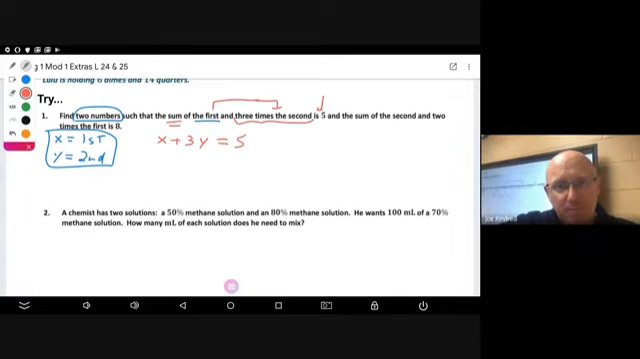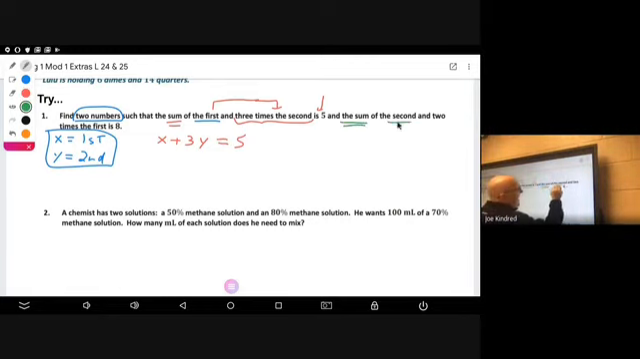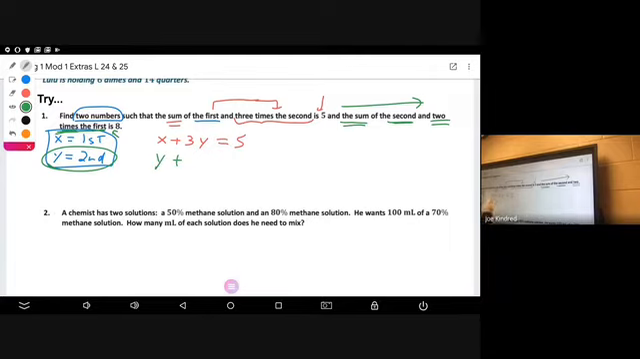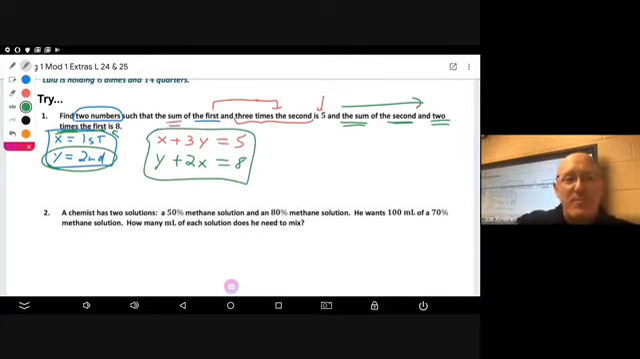And then the second part. And then the sum of the second and then 2 times the first is 8. So we just read from left to right. Sum, the second, which was right here. So again, the sum of the second, Y, and 2 times the first. 2 times the first is 8. So there's our system. And from there, we would solve using either substitution or elimination.